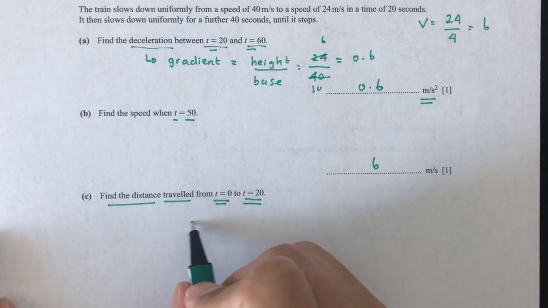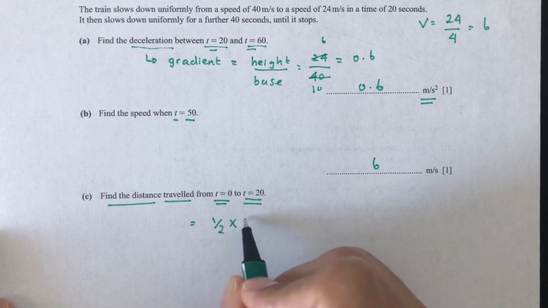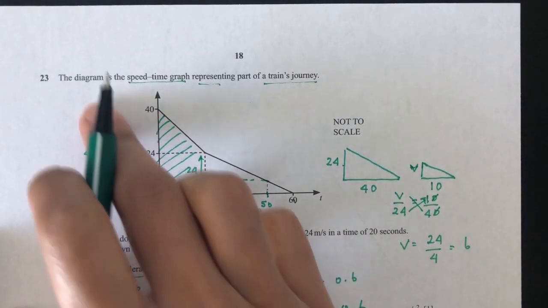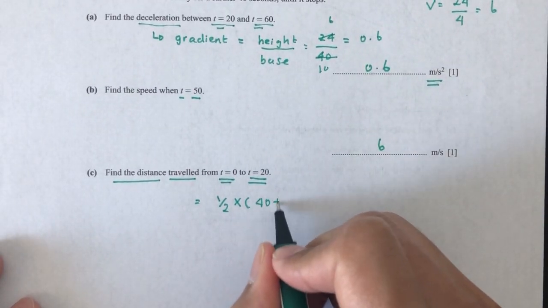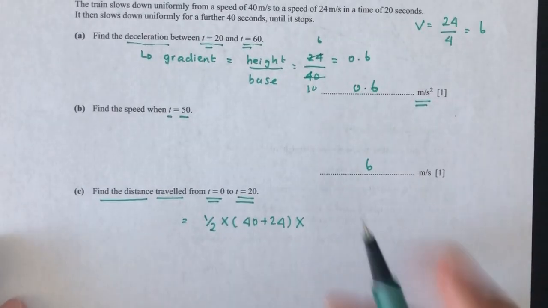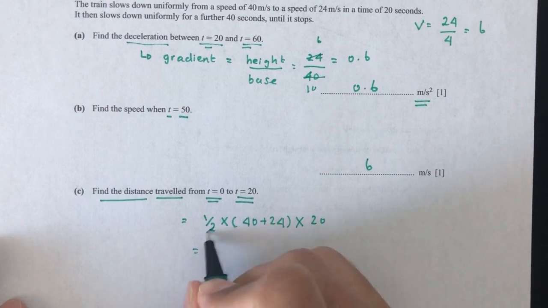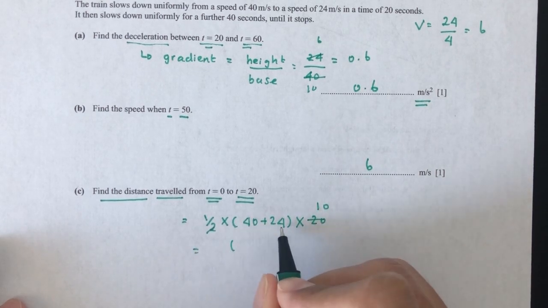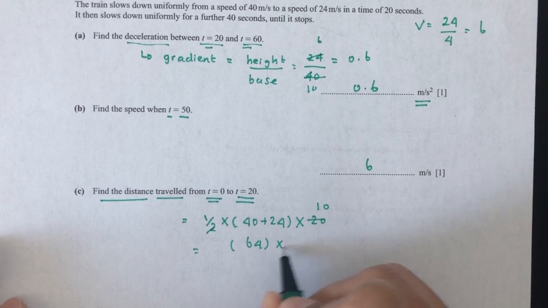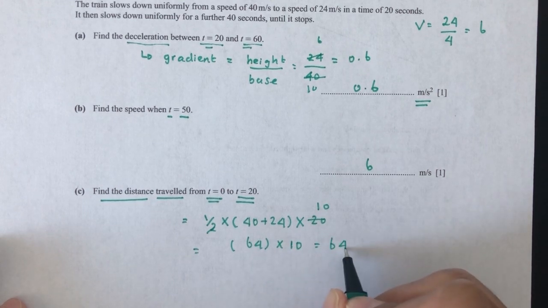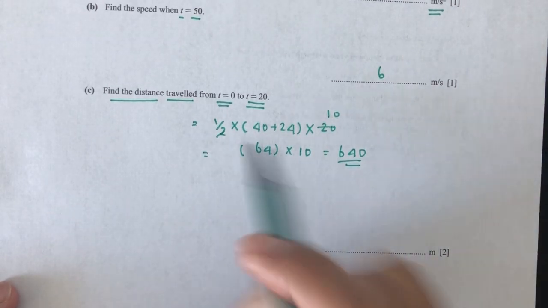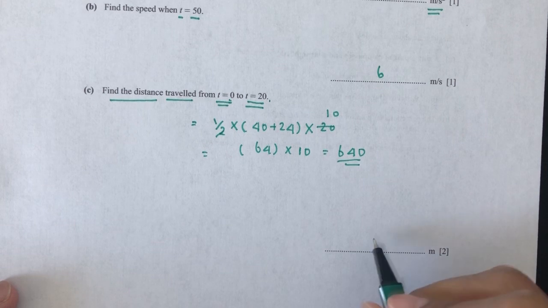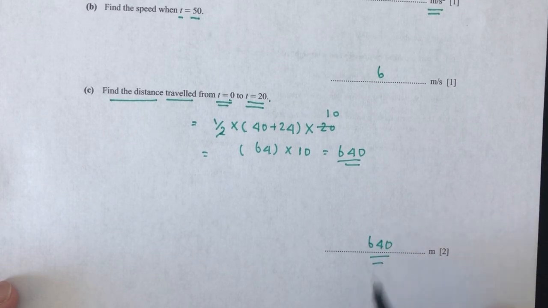So let's find the area of a trapezium. Area of a trapezium is half times the sum of both sides. We have 40 and 24, the sum of both sides, 40 plus 24, times the height in between, which is 20. So half of 20 is 10. 40 plus 24 will be 64, times 10 will be 640. So that is the distance traveled from t equal to 0 to t equal to 20. So your answer will be 640 for part C.